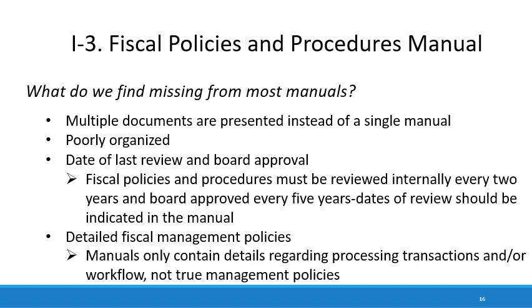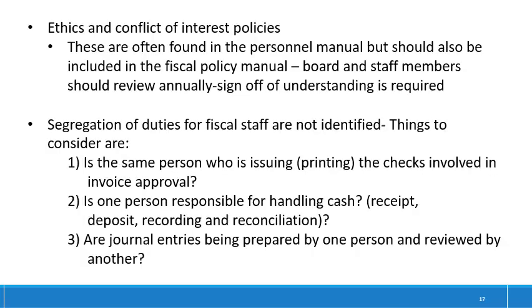Additionally, we find that the manuals are poorly organized. The manuals have not been reviewed according to CSBG standards, which is every 2 years internally, board approval required for any changes in the interim, and also board reviewed every 5 years. The manual also lacks fiscal management policies. They only contain detailed processing descriptions.